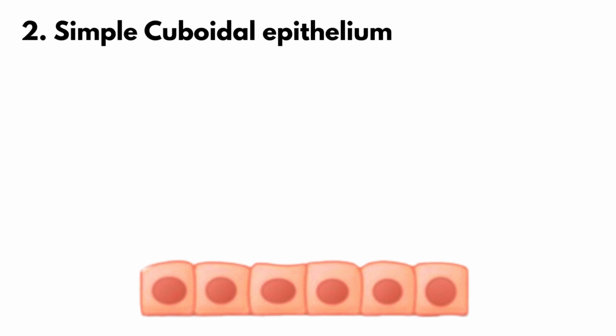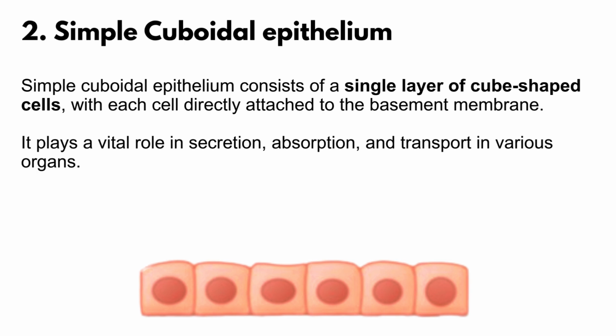Simple cuboidal epithelium. Simple cuboidal epithelium consists of a single layer of cube-shaped cells, with each cell directly attached to the basement membrane. It plays a vital role in secretion, absorption, and transport in various organs.